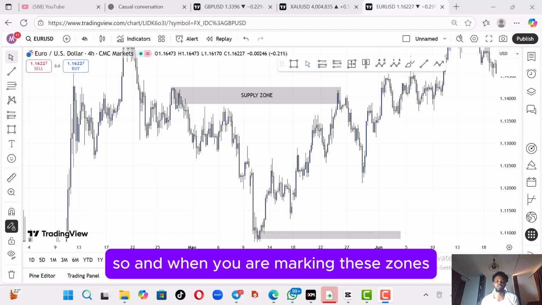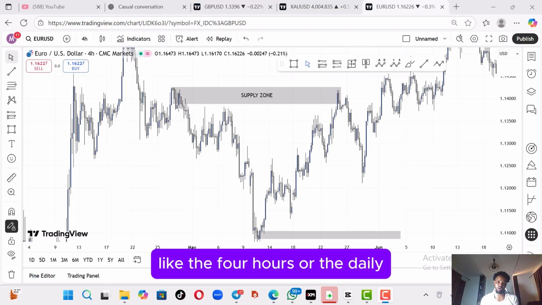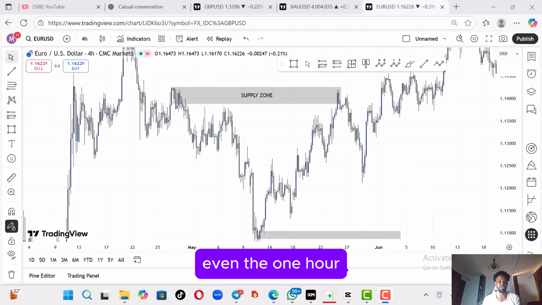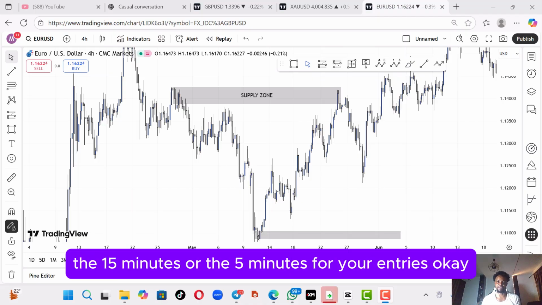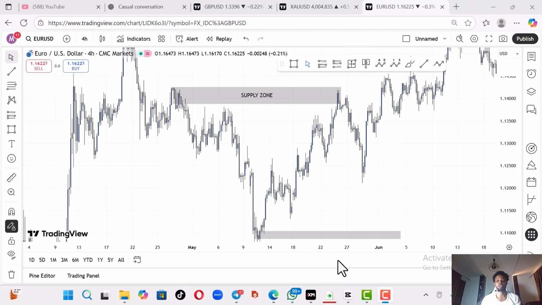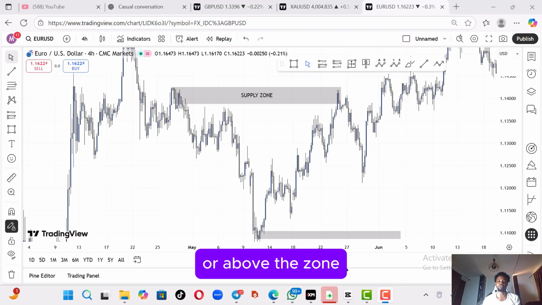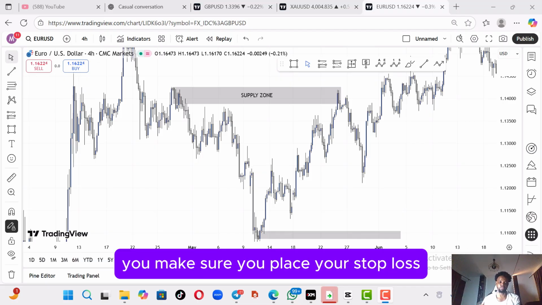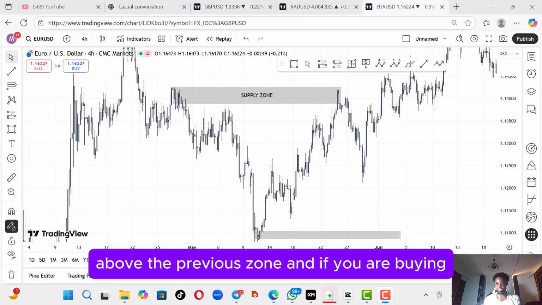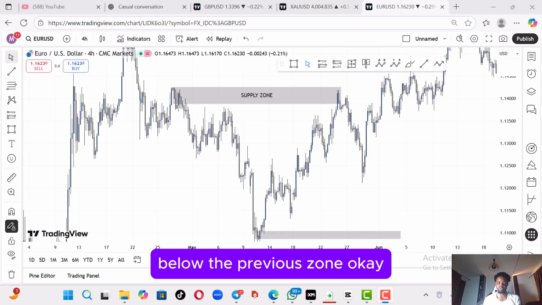When you are marking these zones, make sure you mark them on the higher time frame, like the 4 hours or the daily, even the 1 hour. Then you scale down to the smaller time frame, the 15 minutes or the 5 minutes for your entries. Make sure you place your stop loss below or above this zone. So if you are selling from the supply zone, place your stop loss above the zone. And if you are buying, place your stop loss below the zone.